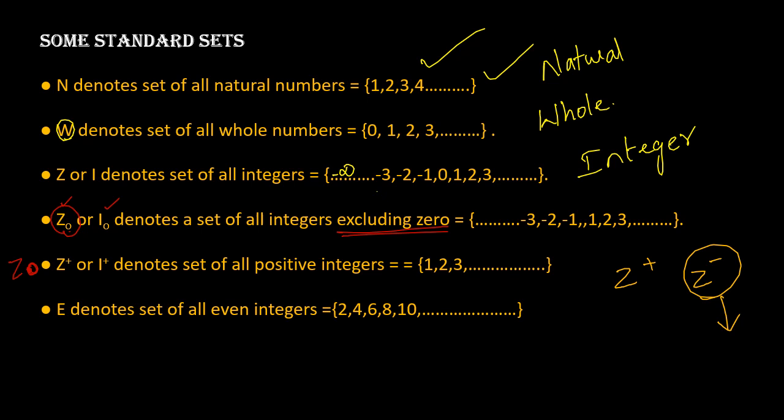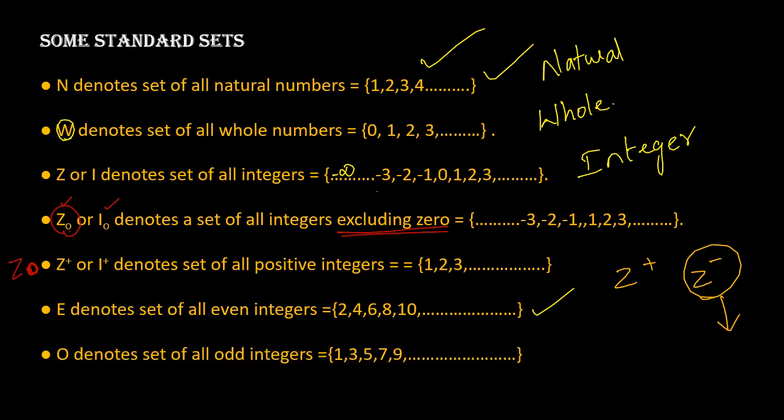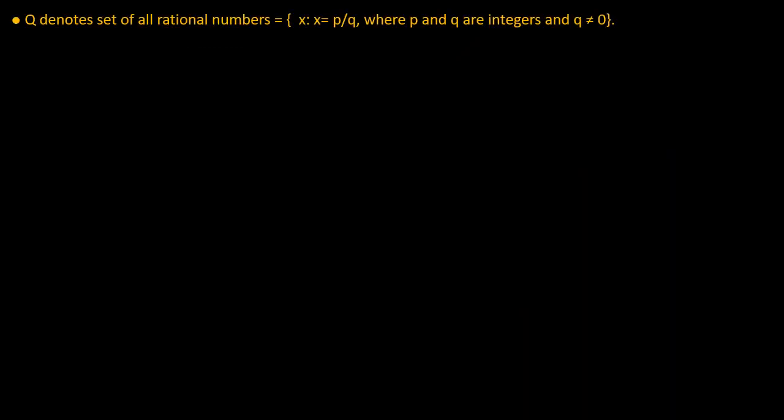So now even numbers came. What is E? If I take E, it denotes what? The set of all even numbers. Even numbers start from 2, 4, 6, 8 and so on. Agree? Similarly, O represents what? The set of all odd numbers. Agree? So now let us move on to a few more.